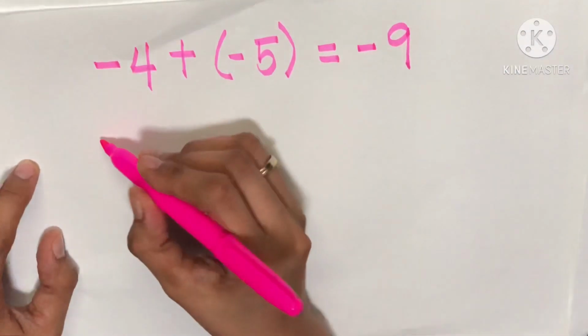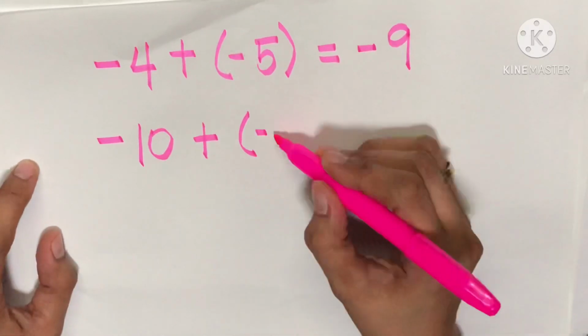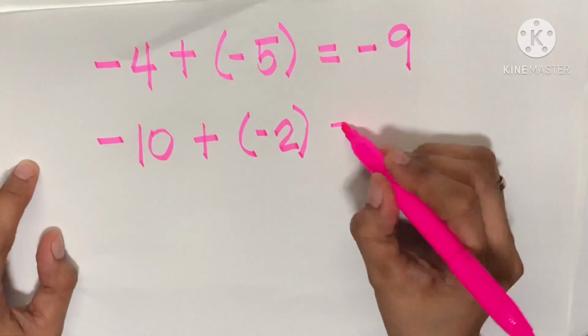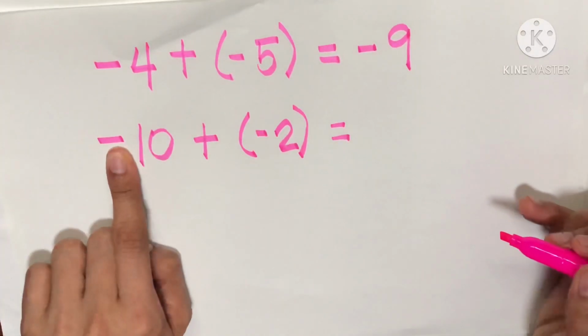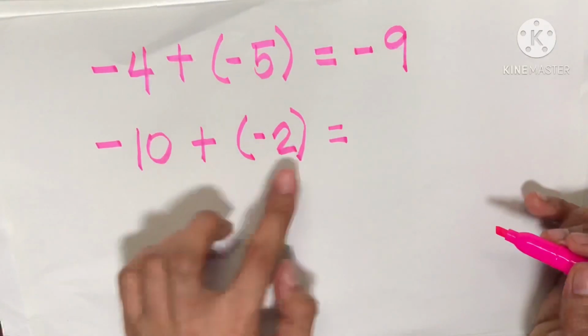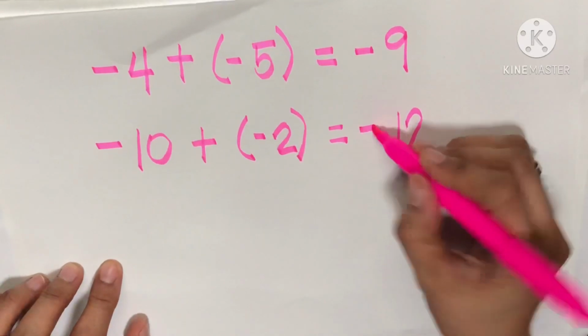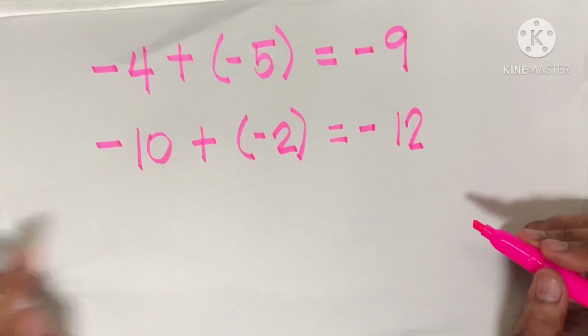Okay, another one is negative 10 plus negative 2. So as you can see, they both have a negative sign. So we will just add 10 and 2. We have 12 and then copy the common sign, which is negative.